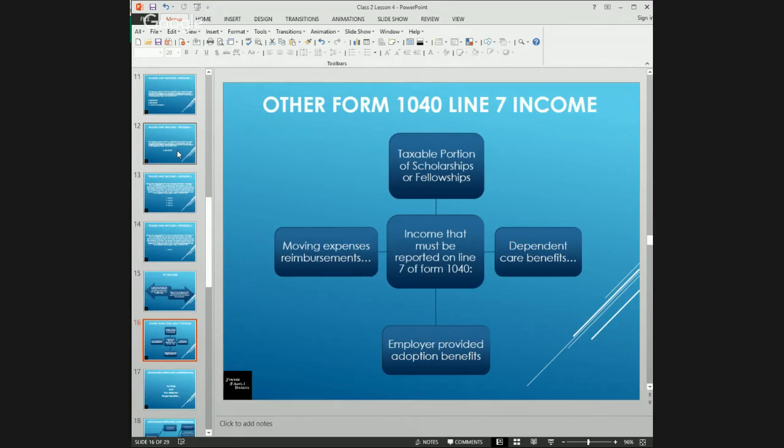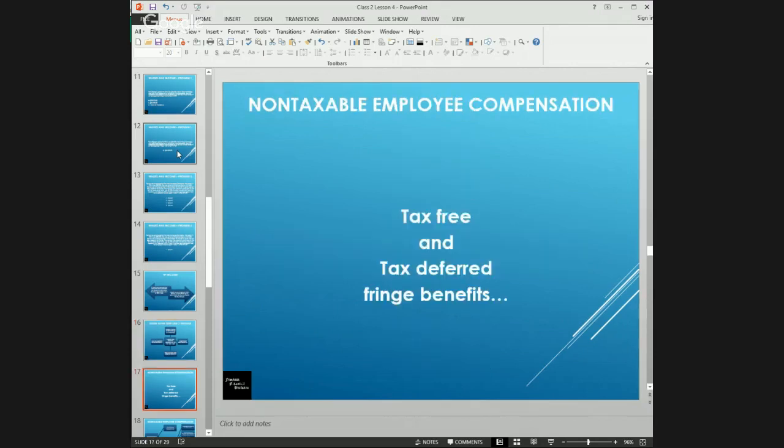Other income that can appear on line 7: the taxable portion of scholarships or fellowships, moving expense reimbursements, dependent care benefits, employer-provided adoption benefits. In most instances, you would see this amount in box 1 of the W-2. And all of this type of income would be reported on line 7 of the 1040. There is sometimes non-taxable employee compensation, and this can come in 2 varieties: tax-free and tax-deferred fringe benefits.